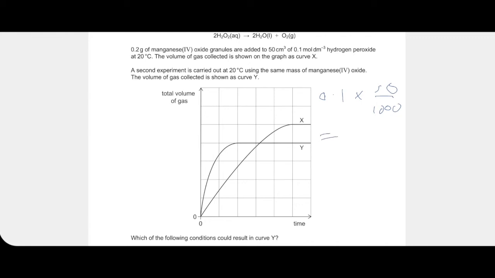And that is equal to 0.005. So that is the moles of hydrogen peroxide in X. Now, we know that the moles of hydrogen peroxide is equivalent to the amount of gas released in both reactions. So now I'm going to look at the graph and look at the difference between X and Y, and then essentially make a fraction to solve the answer to the question.